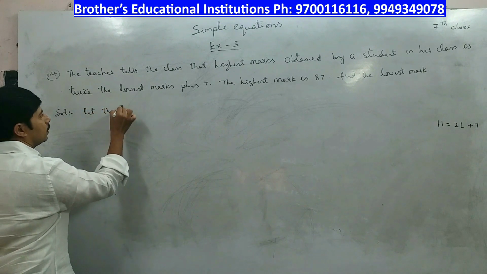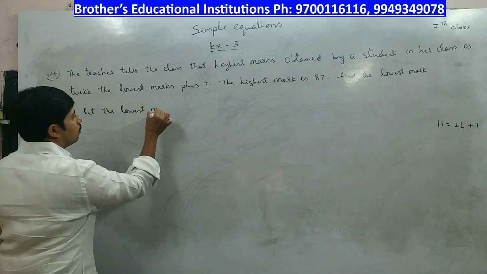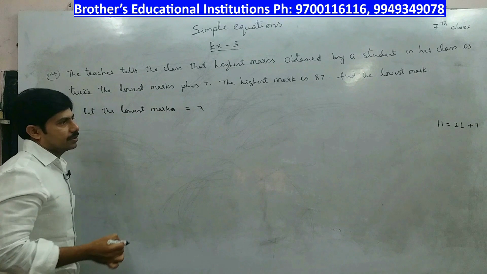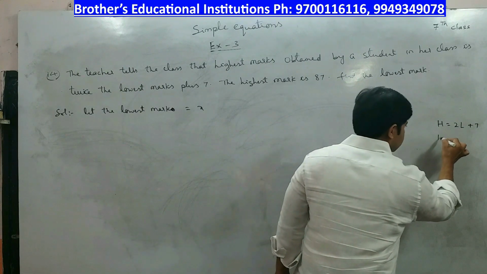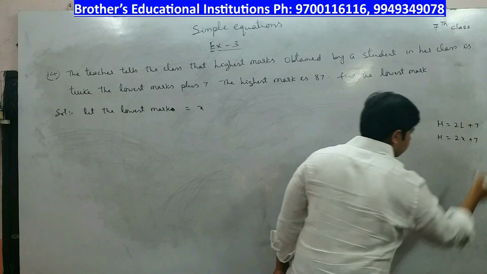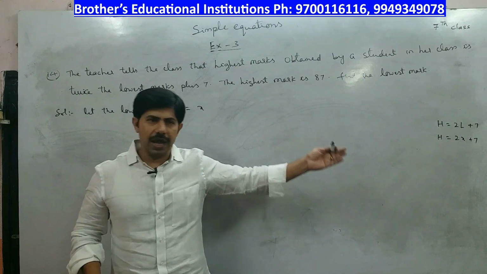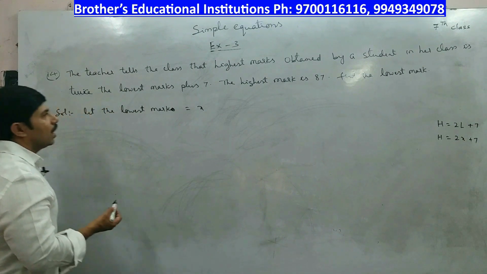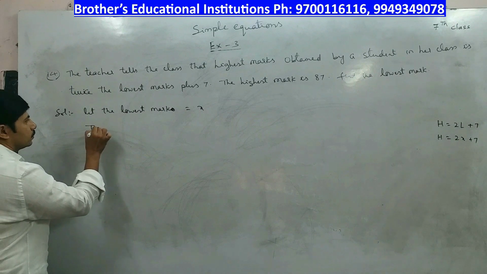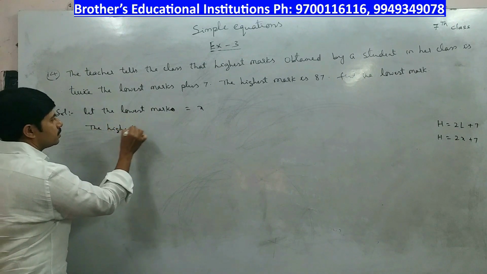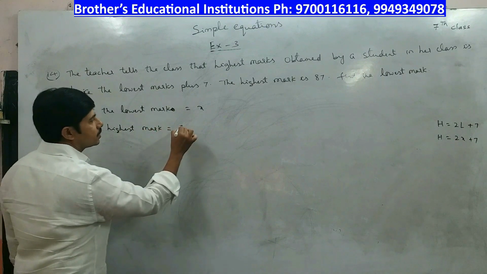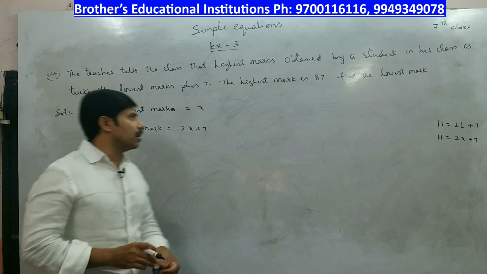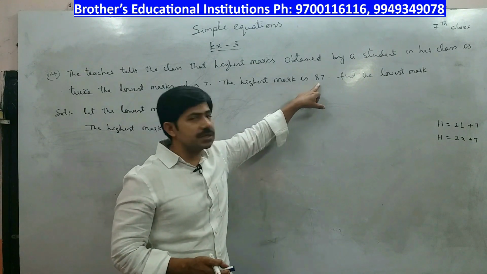Let the lowest mark be x. If the lowest mark is x, what will be the highest marks? Instead of lowest L, I will substitute x, because we are assuming the lowest mark as x. So now what is the highest mark? The highest mark in terms of x is 2x plus 7. But in the problem, they gave the value of the highest mark as 87.